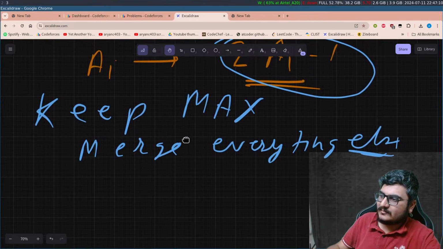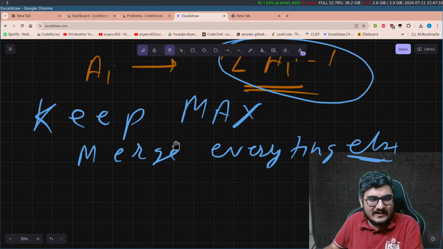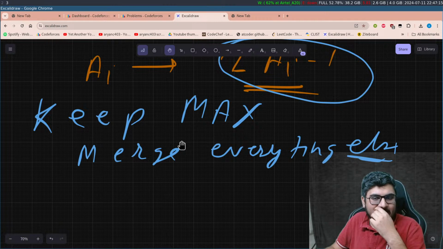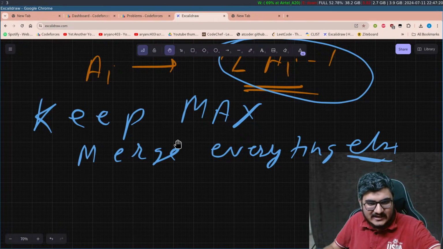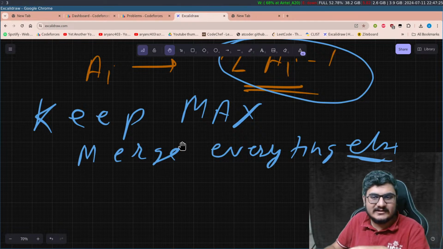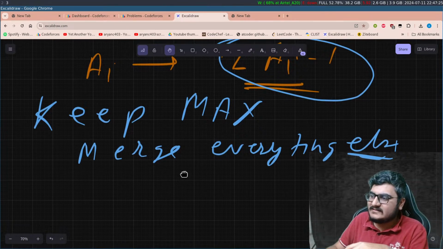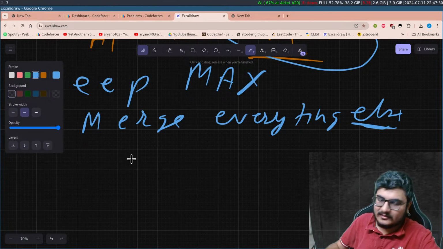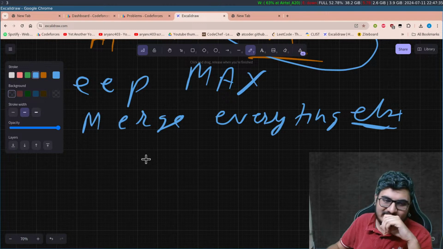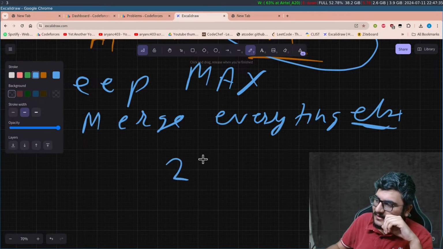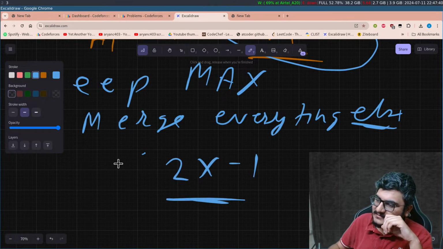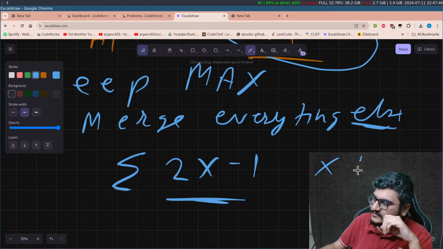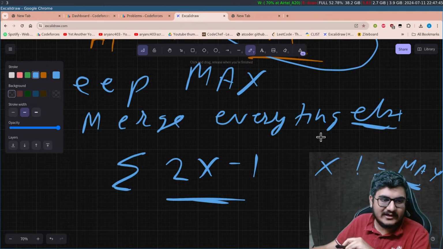Because for every element we know how many operations we need to merge it into something else, and the maximum number of operations would be required by the element which is maximum. So what we can do is keep that element and everything else can be merged into that element. For every element except the maximum, we would need 2x minus 1 operations, so we can sum it up for all elements where x is not equal to max. There can be multiple maximums, so you have to take care that you count it only once.